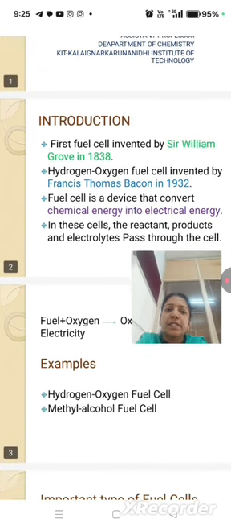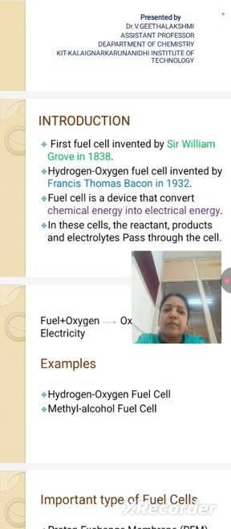Today we are going to see about the fuel cell. The first fuel cell was invented by Sir William Grove in 1838. The most important fuel cell is the hydrogen oxygen fuel cell, invented by Francis Thomas Bacon in 1932. A fuel cell is a device that converts chemical energy into electrical energy.